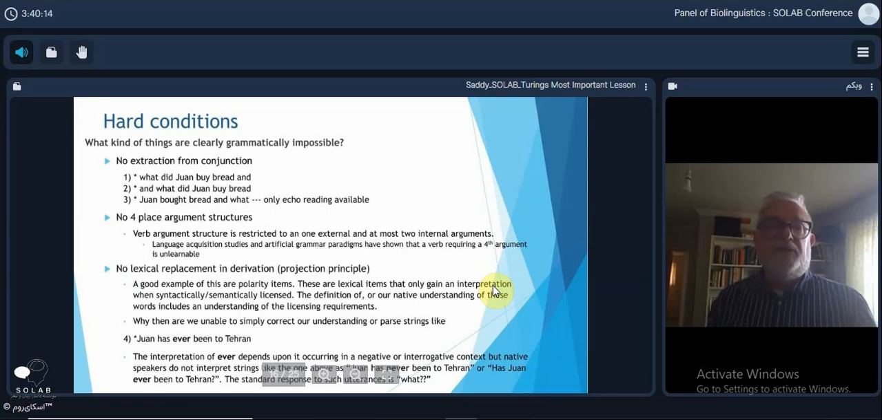And then there's the projection principle, which is an interesting one. There's no lexical replacement in a derivation. A good example of this that comes to mind is polarity items. Polarity items are items that gain an interpretation when they are in the correct syntactic or semantic environment. By definition, these lexical items describe the environment that they want to be in. So how come we're unable to simply correct or parse strings like Juan has ever been to Tehran?